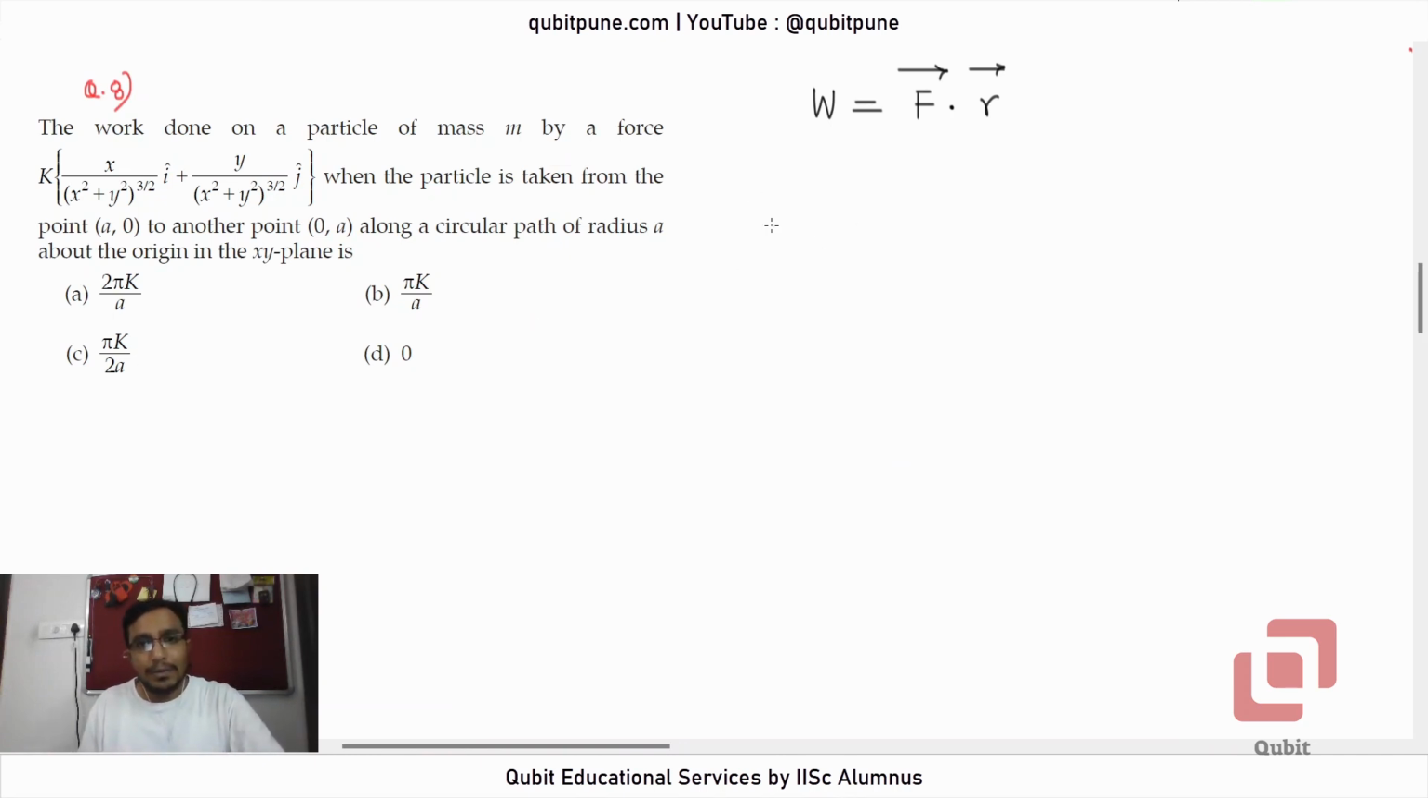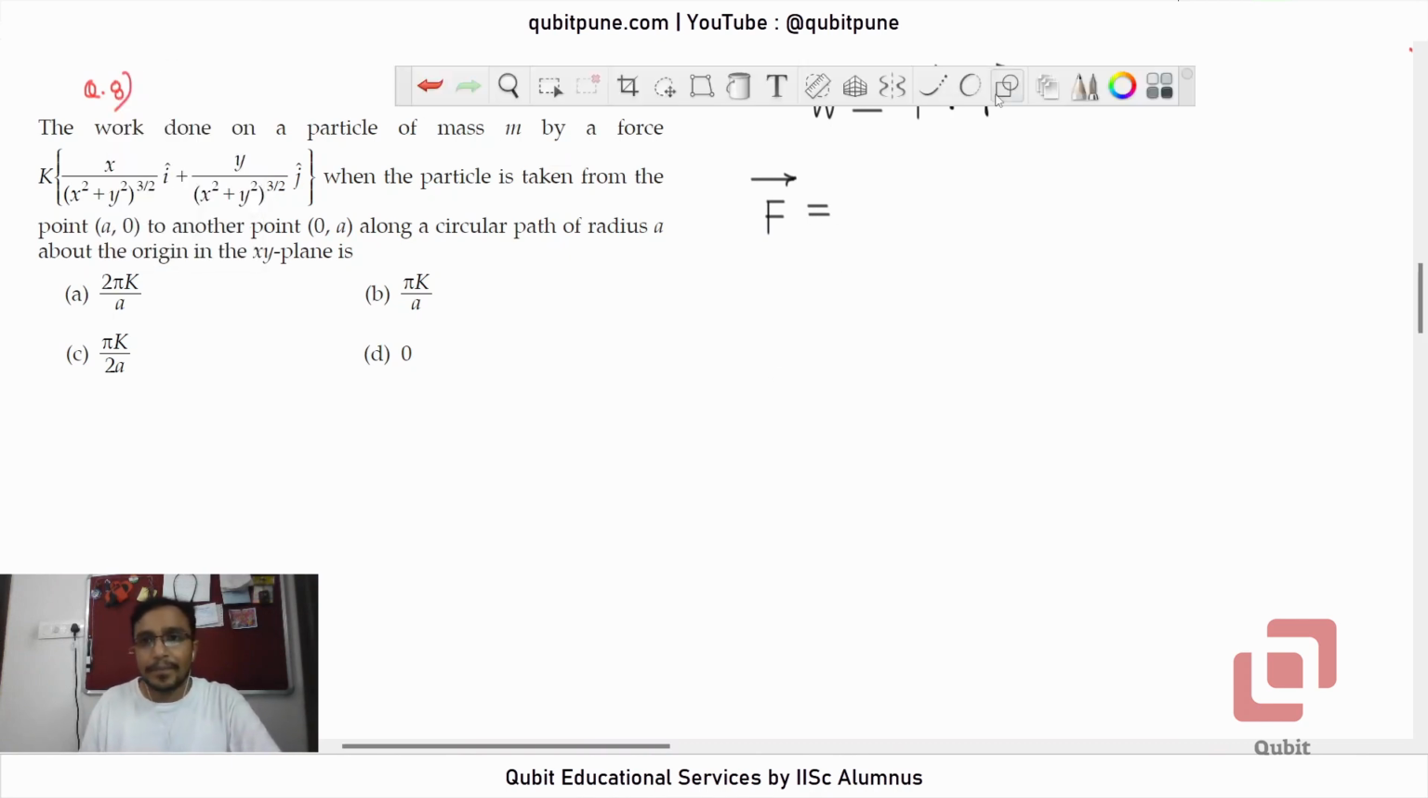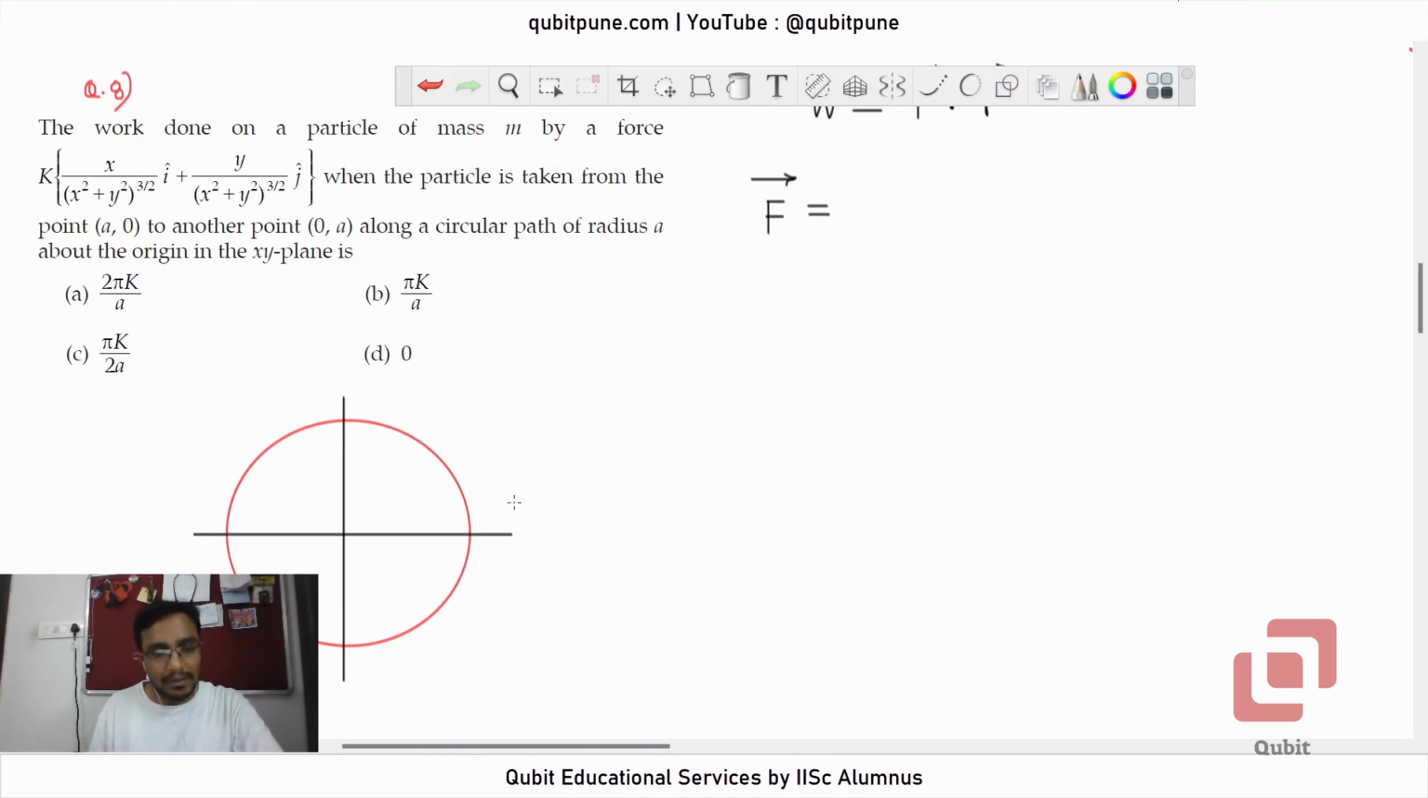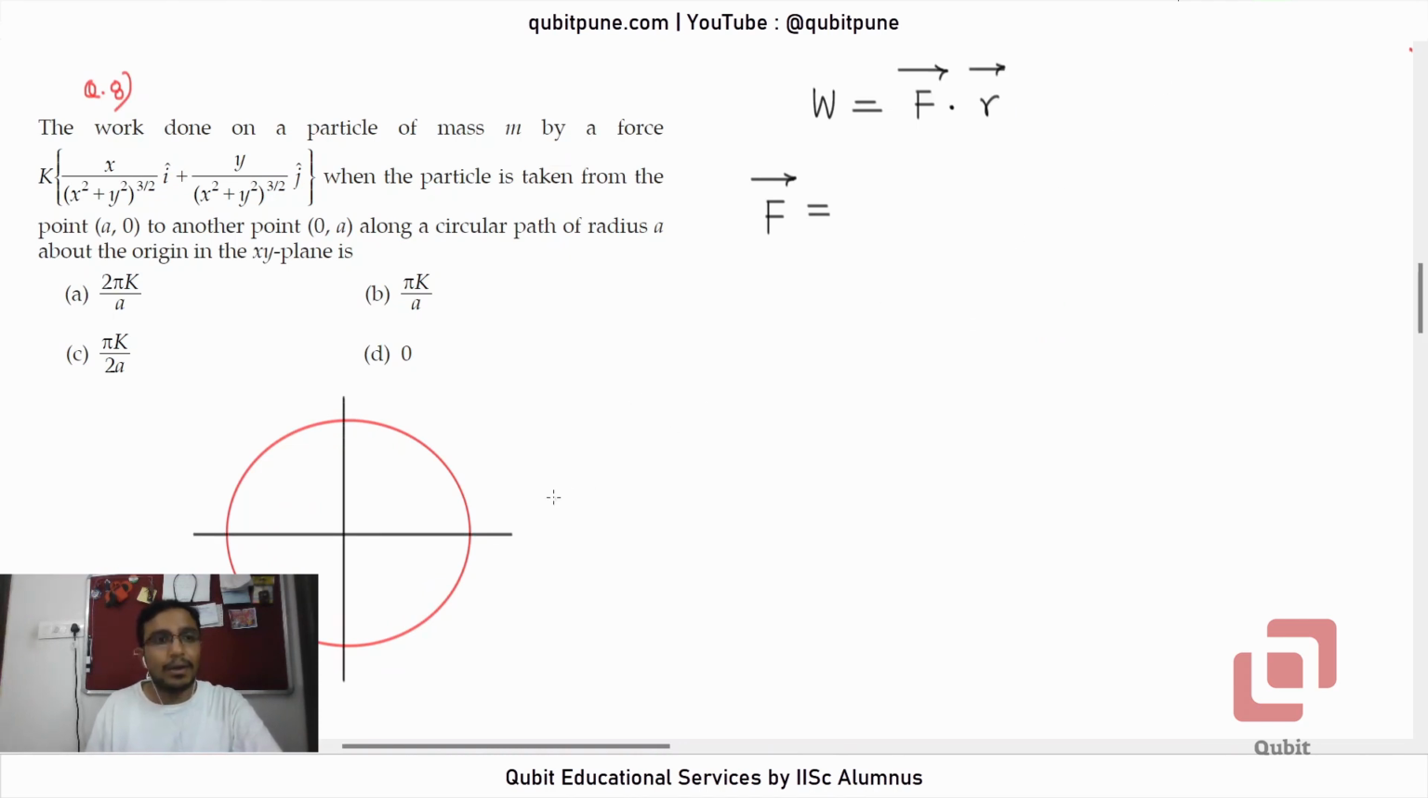So do we know the force? Yes, we know the force. It has a very long expression, but please understand that the particle is being taken along a quarter circular arc, from (a, 0) to (0, a).